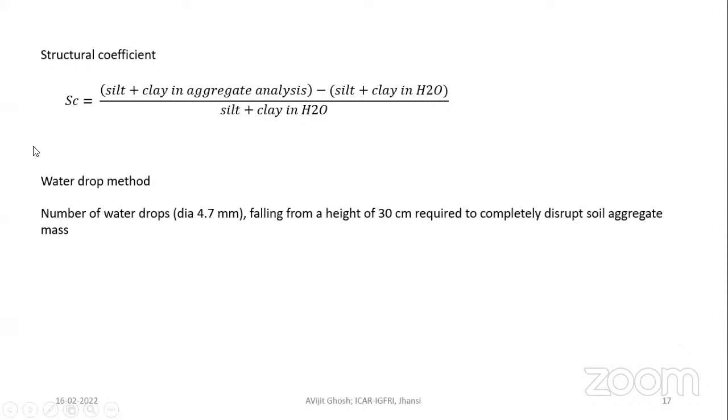Another method is the water drop method. What is done here? A soil mass is kept on a floor, and water drops of specific diameter, that is 4.7 millimeter, which is very important for exam purpose, are allowed to fall from a height of 30 centimeter. These are all fixed for the methodology. Then we count the number of drops required to completely disturb the soil aggregate mass. Higher the number of drops required, higher is the soil structural stability. In that way, the structural stability of soil is evaluated.